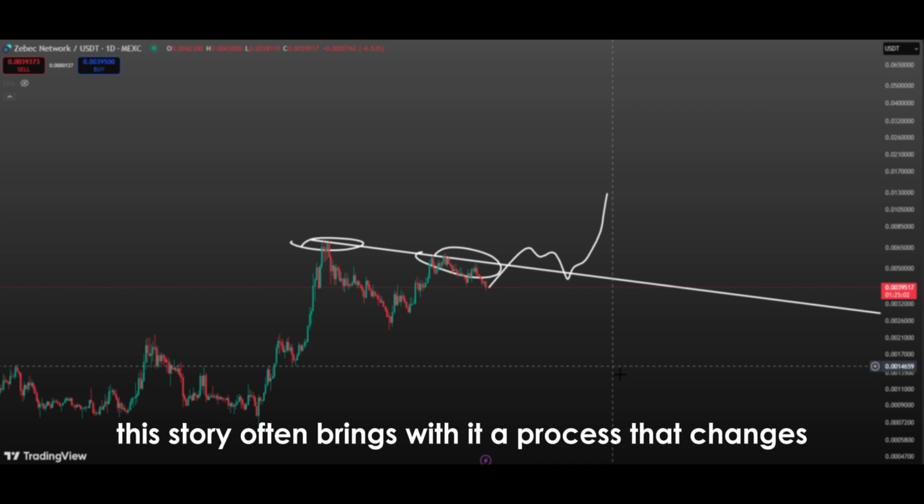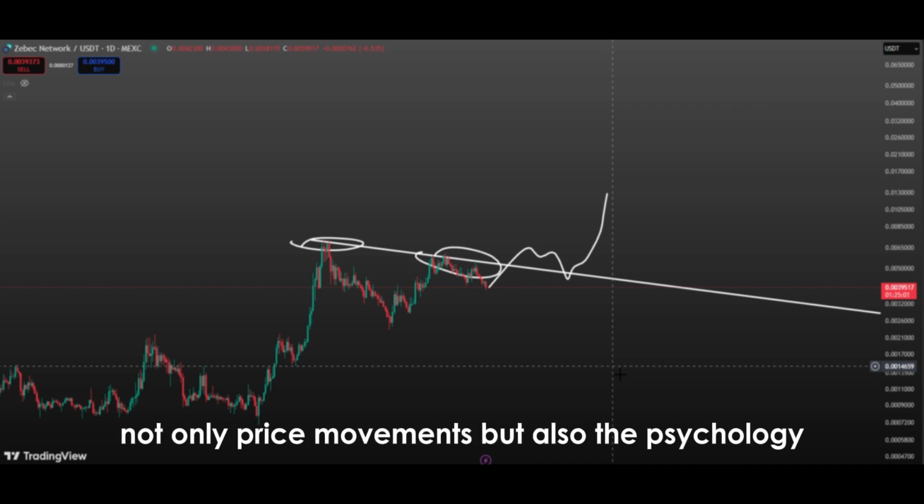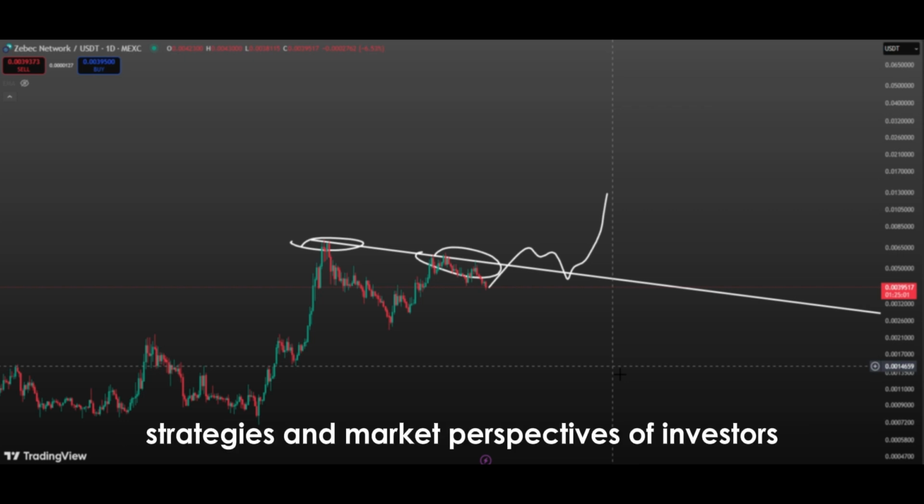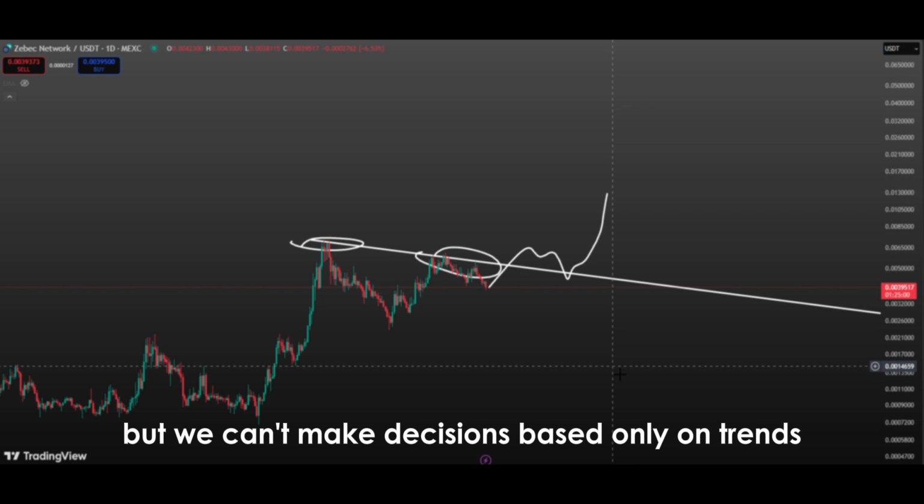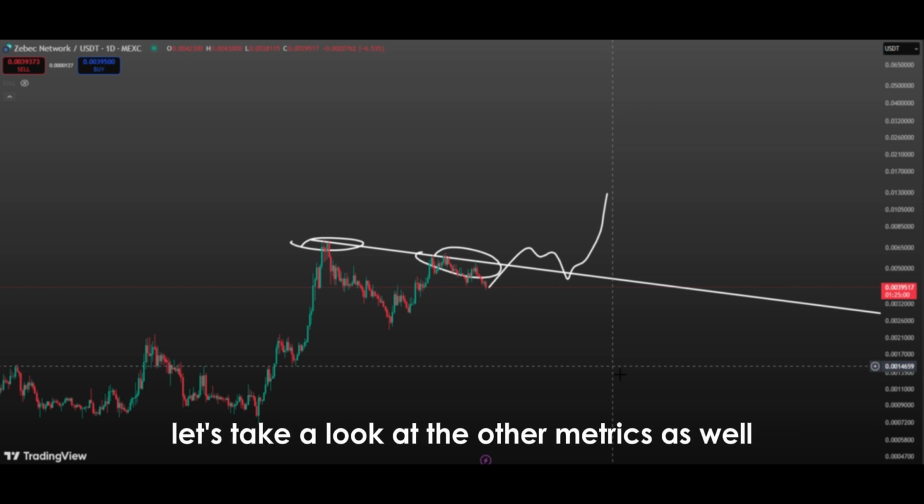This story often brings with it a process that changes not only price movements, but also the psychology, strategies, and market perspectives of investors. But we can't make decisions based only on trends. Let's take a look at the other metrics as well.